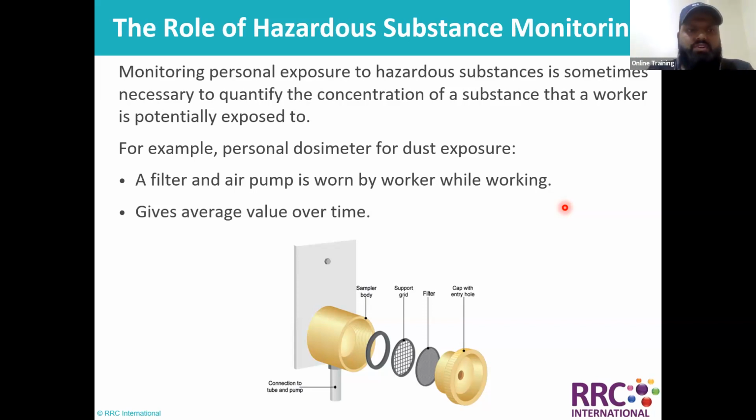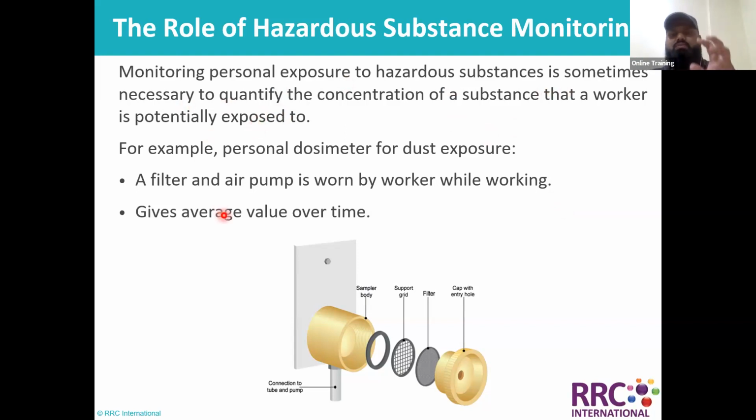So the same thing, monitoring personal exposure to hazardous substances is sometimes necessary to quantify the concentration of a substance that a worker is potentially exposed to. We need to know that if I am going to get exposed to that chemical, how much I have already inhaled. What about the chronic effect? What about the acute effect?